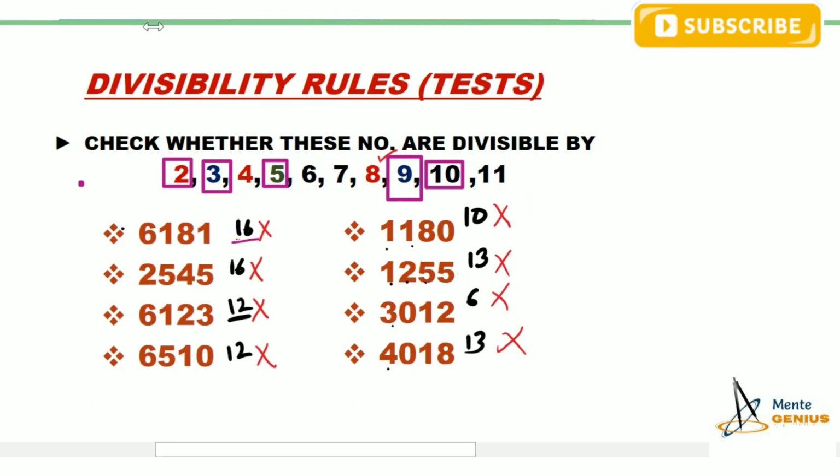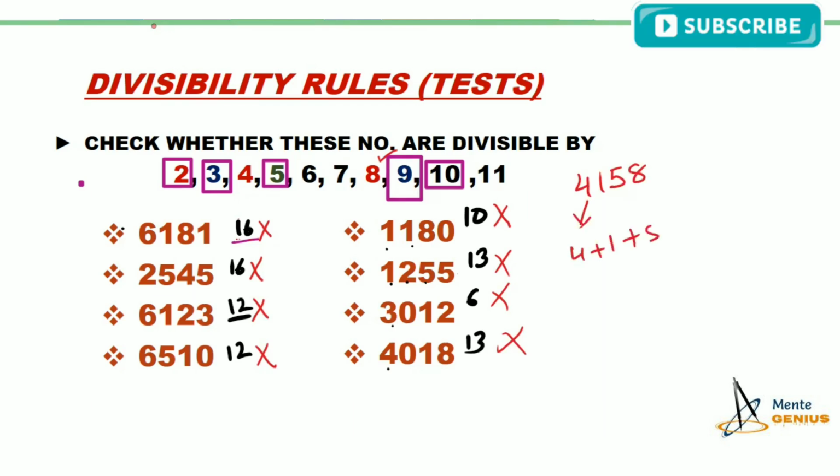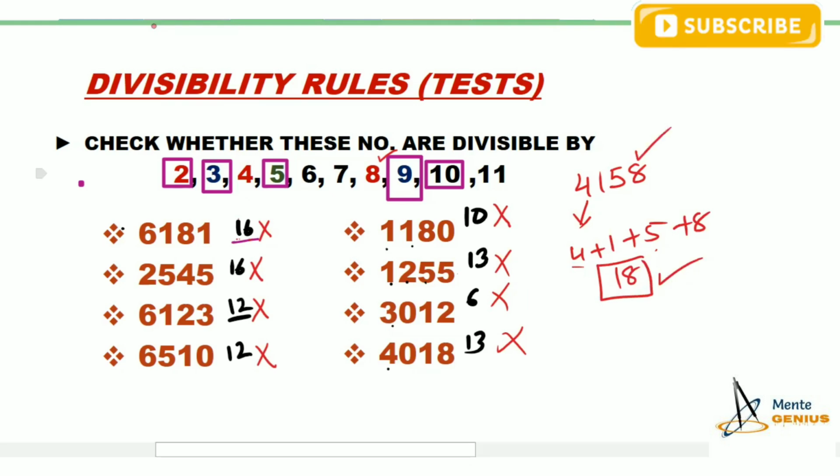Okay, let us take one example. Let's say, take any number, which is 4158. Let us check. This is 4 plus 1 plus 5 plus 8, that is equal to 18. Okay, 18 we can divide by 9 easily. So this number is divisible by 9.